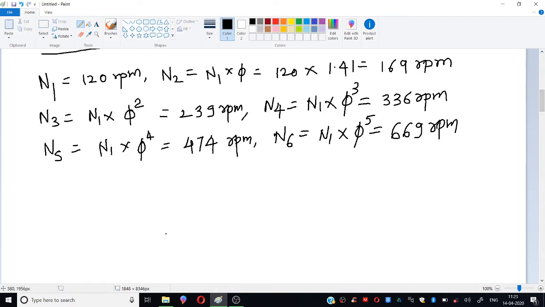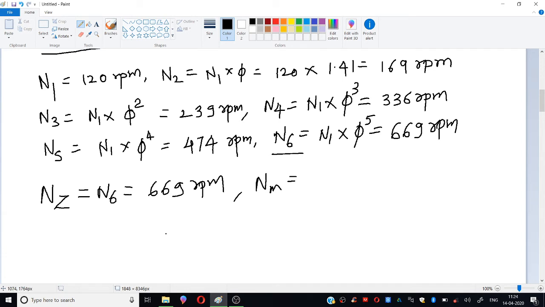So through these we have calculated 6 speeds. n1 is 120 rpm, n2 is 169, n3 is 239, n4 is 336, n5 is 474, and the last one, n6, is 669 rpm. Here n6 is the last speed, so Nz is equal to n6, which is equal to 669 rpm. And we have already discussed that Nm, the engine motor or just motor, is equal to 1500 rpm, which is supplied to the gearbox.